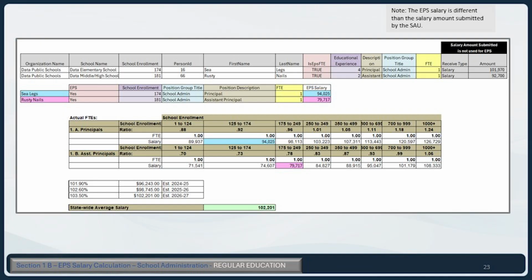School administrators, which again are school level only, they're calculated a bit differently. We use the total count of students at the school where they're a principal. So here we can see that Sea Legs has a student enrollment count of 174. So we go to the chart, we look at 125 to 174, and that is the salary that they receive as a principal. Assistant principals use a different salary structure. It's a little bit lower as an assistant principal, but it still uses that student count at your schools. So again, student count is brought into the salary matrix for principals and assistant principals, so that can make a difference in your subsidy allocation.